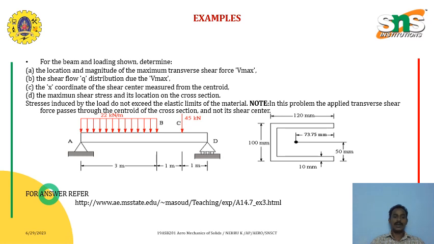So for this we have to determine the beam and the load, and the load location and magnitude of the maximum transverse shear force Vmax should be found, and the shear flow q distribution due to the applied load Vmax, and the coordinates of the shear center should be calculated, where this is the centroid for the cross section, and the maximum shear stress locations in the cross section. Each location we have to find out.